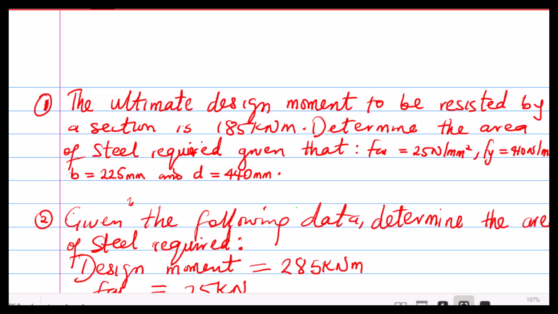Okay, good evening, students. I want to quickly solve this assignment question. It says the ultimate design moment to be resisted by a section is 185 kilonewton. You have to determine the area of the steel required, given that FCU equals 25 Newton per mm squared, Fy is 410, and B is 225 and D is 440.